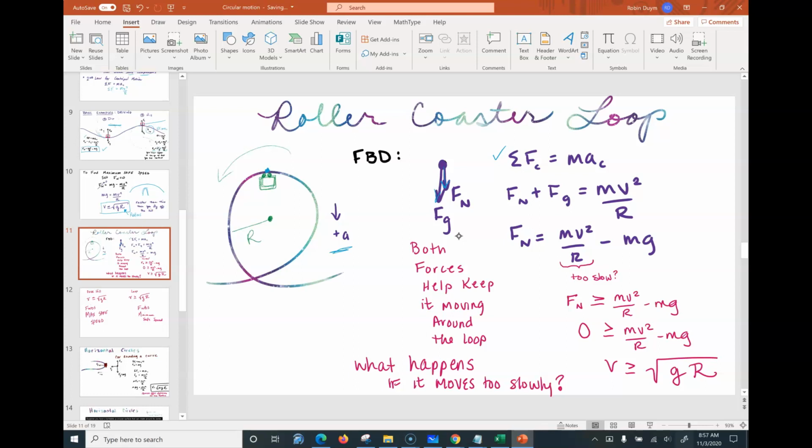Now, what happens if you go too slowly? If you're moving along this and you're going too slowly, if you don't have enough normal force, then you're going to lose contact and it's going to end your ride right there. So how can you do that? Again, you're going to use the same idea. You're going to set your normal force equal to 0, and then solve for v. Your v has to be greater than or equal to the square root of g over r. Looks really familiar, right?